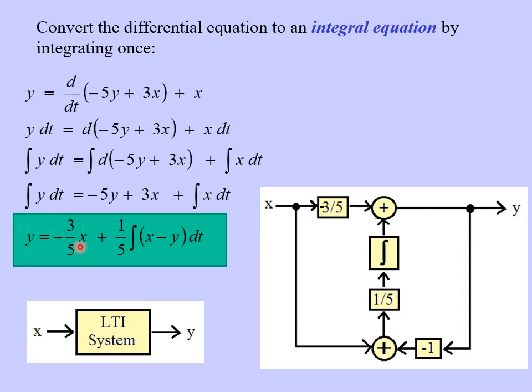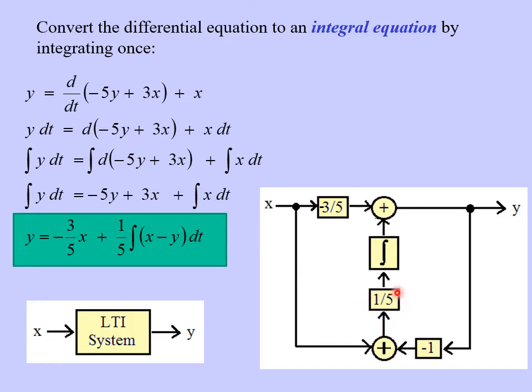We've got minus 3/5 times x. So here's x. I'm going to multiply it by minus 3/5, and I'm going to put it in an adder right here. The other term that I need to add it to is a little more complicated. Notice I'm going to take x minus y and integrate it. So here's my x. Let's add that to negative y. All right, so here's y with a minus 1. So this arrow coming out here is x minus y.